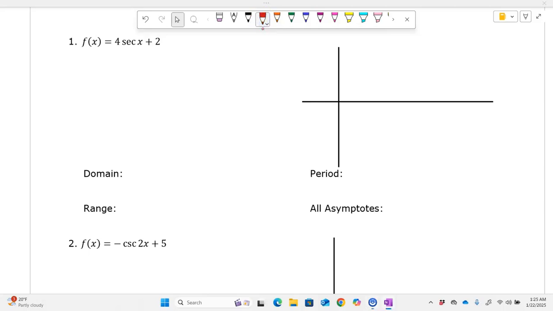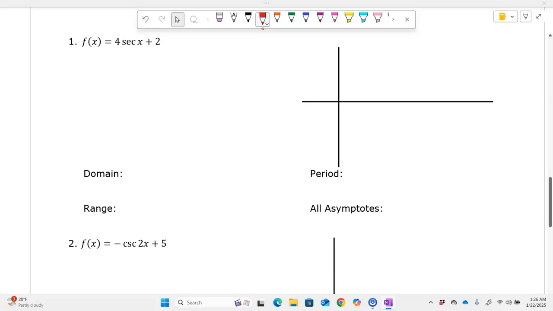Okay, so let's go ahead and pick up where we left off. We just graphed secant and cosecant. So let's go ahead and work with doing some various different changes to the graph as we previously would have. Let's go ahead and recall.